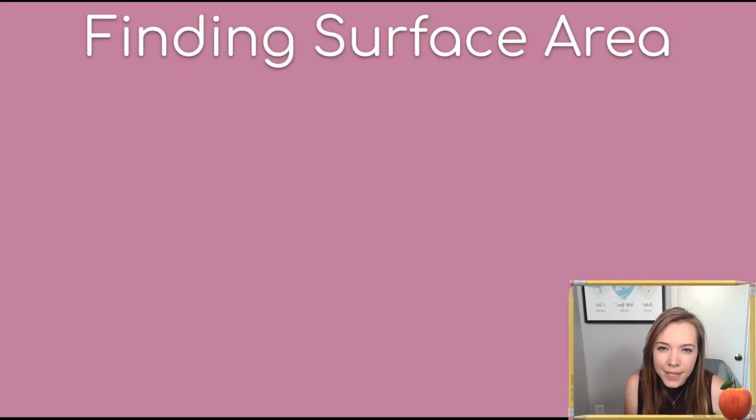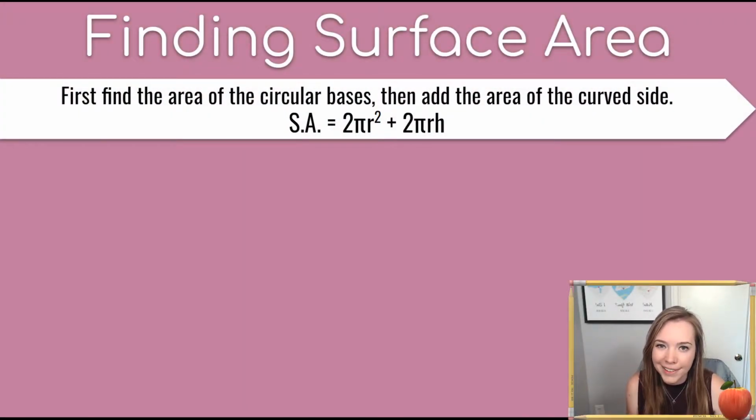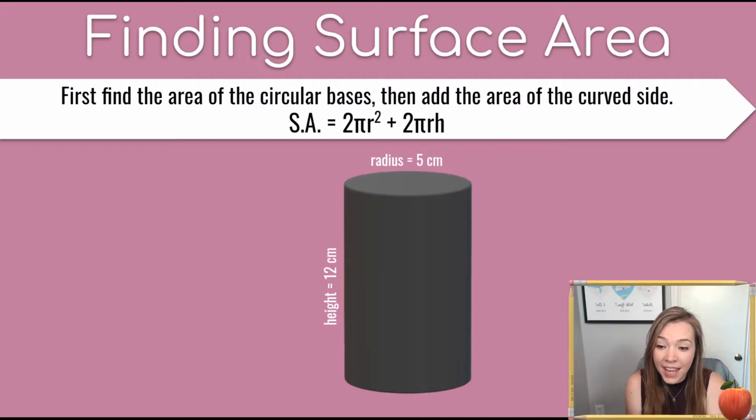All right, so before we get started, let's go ahead and grab that formula. We're going to find the area of both circular bases and then the area of the curved side, and we're going to add those two areas together. So here's my cylinder. I have a height of 12 centimeters and a radius of 5 centimeters.